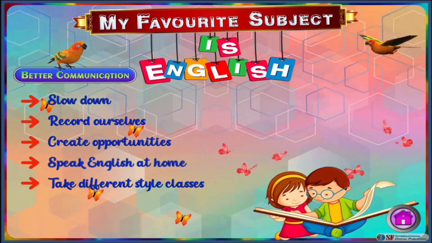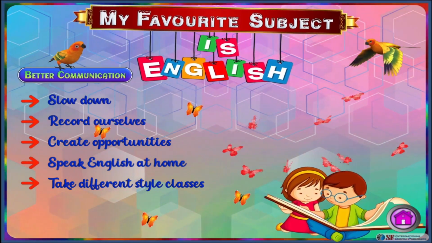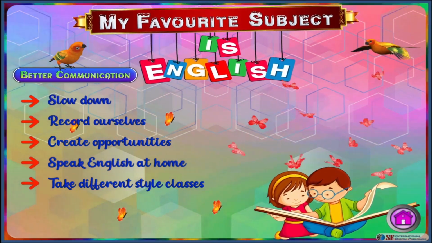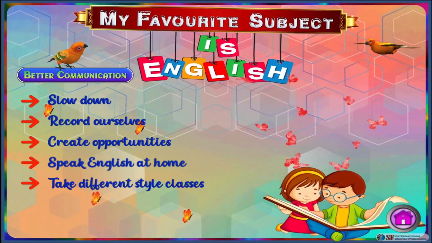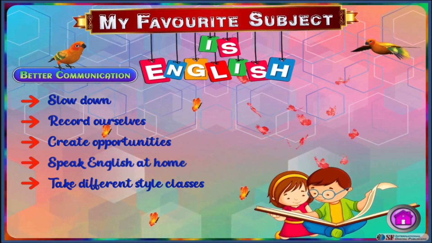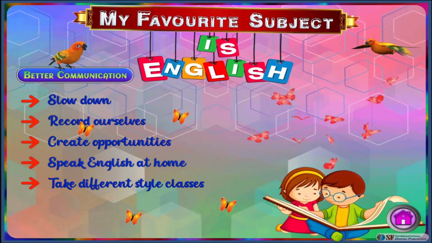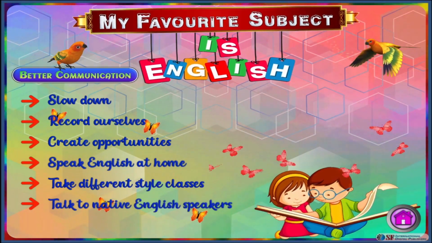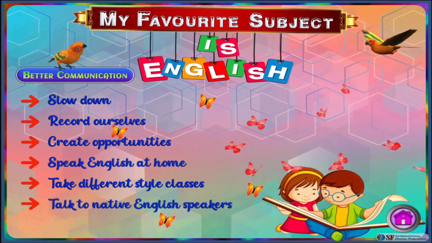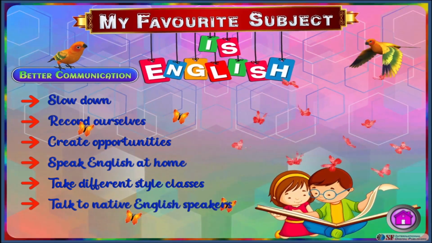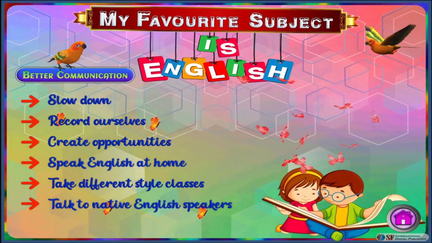Take different style classes. A group class can be cheap, fun, and may work on all our skills, but adding a one-on-one class can also be very helpful. Talk to native English speakers. Talking to actual native speakers is the most effective way to improve our English skills, speaking or otherwise.